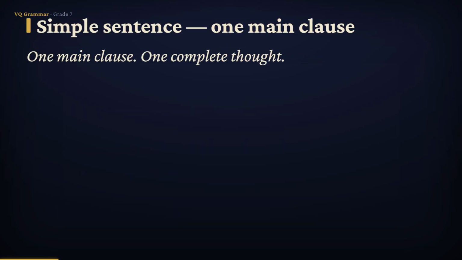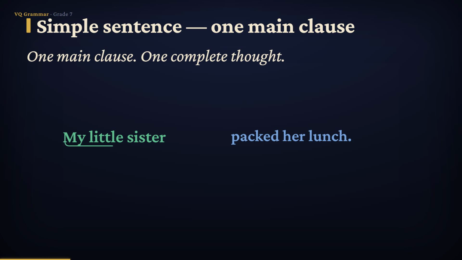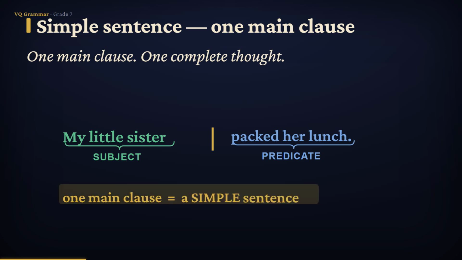Let's start with the simplest kind of sentence, and it's even named that way: the simple sentence. A simple sentence is just one main clause, standing on its own. Take this one. My little sister packed her lunch. There's the subject, my little sister, and there's the predicate, packed her lunch. One subject side, one predicate side, joined into a single complete thought. That's the whole recipe. When a sentence is built from exactly one main clause, it is a simple sentence.